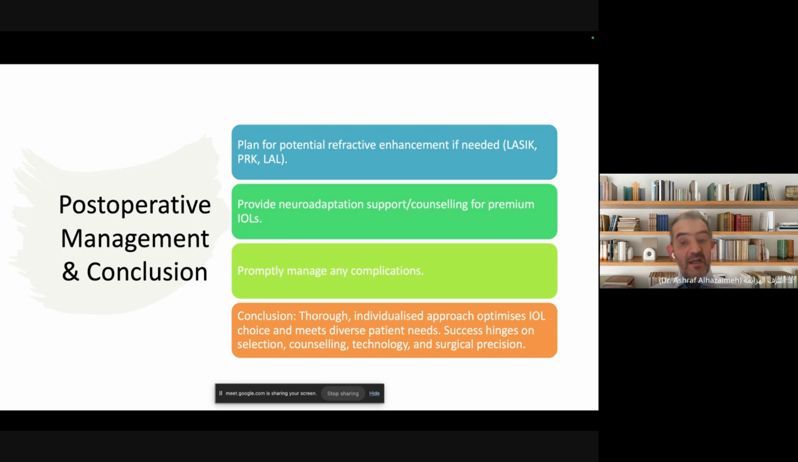Tell the patient about the neuroadaptation, which means that your brain will get used to the use of these devices, which are the IOLs, and it needs time. And if you don't adapt to these lenses, we might sometimes need to remove and exchange.